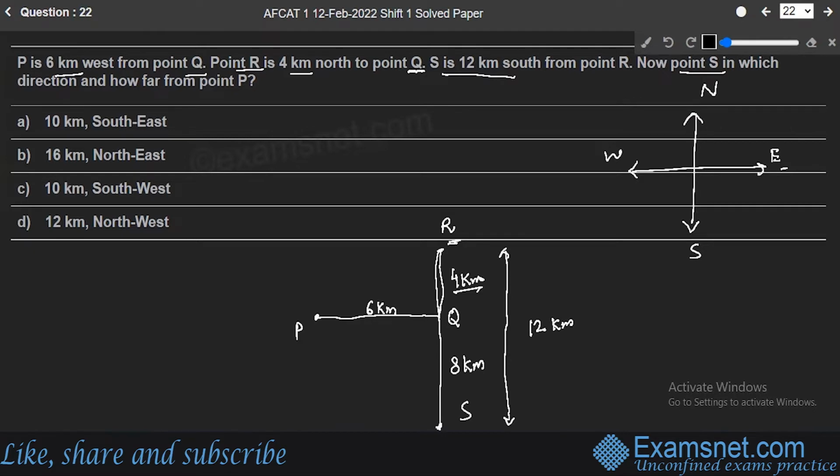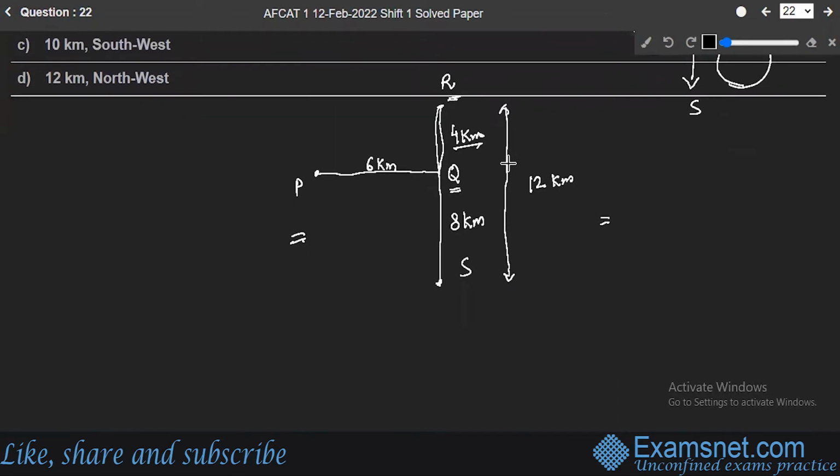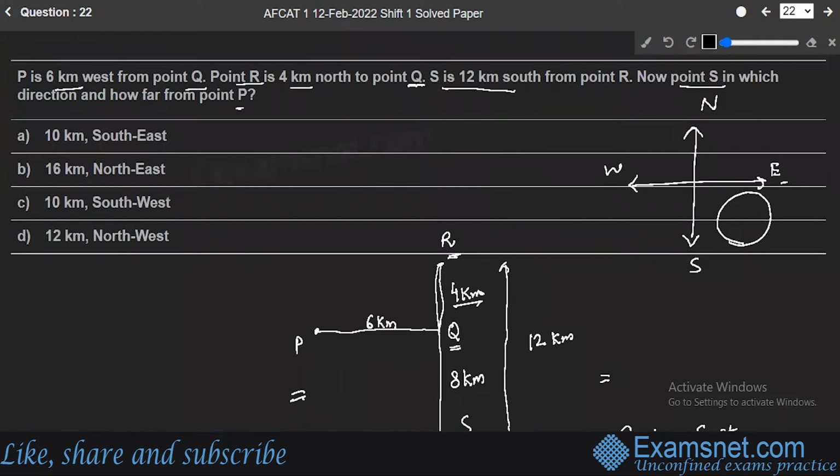Now, the last thing. You have to find out in which direction S is and how far it is from point P. Clearly S is lying in the southeast. It is in this direction only. It has moved downwards, and this is the west direction and here is the east direction. So the very first thing, S lies in the southeast direction. Second thing, it asked you how far from point P.